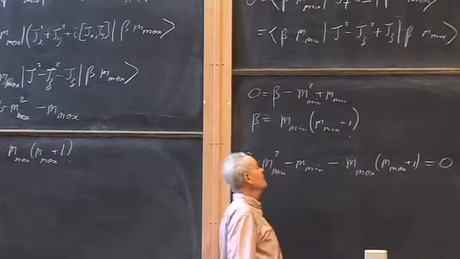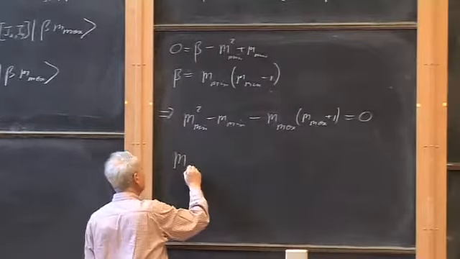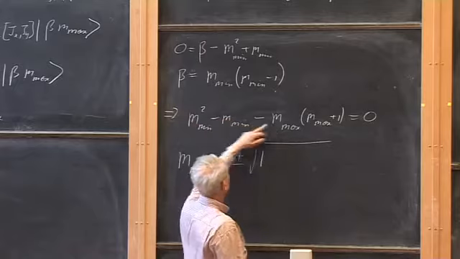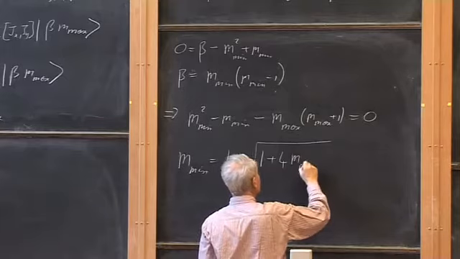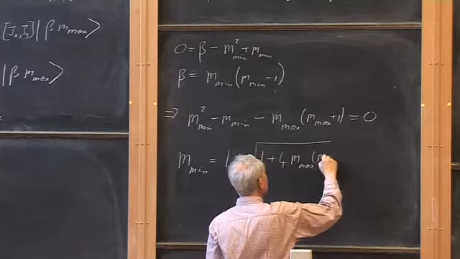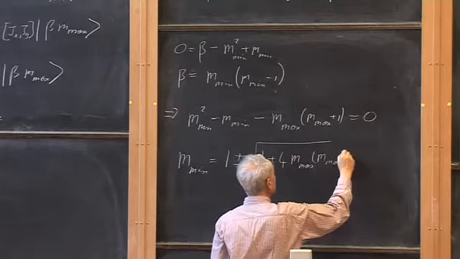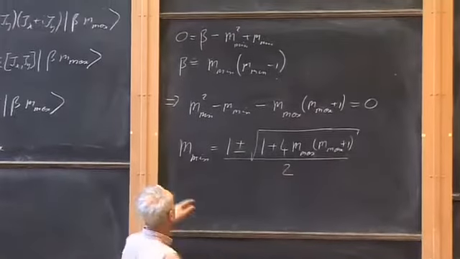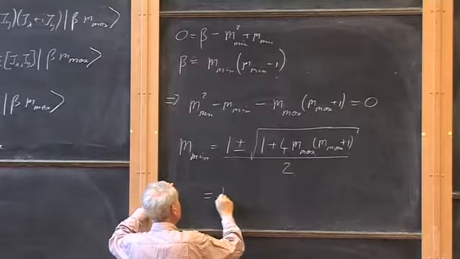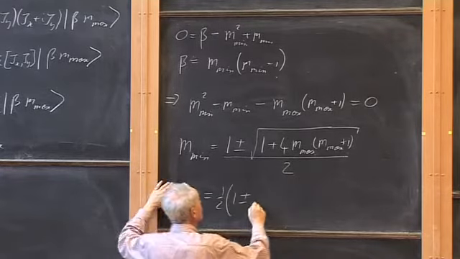Right? So this is a quadratic equation, and it tells me that m min is equal to minus b, well, b is minus 1, so that's equal to 1, plus or minus the square root of b squared minus 4ac. a is 1, c is minus this stuff, so plus 4 m max brackets m max plus 1, all over 2. Looks ugly, but actually it's very beautiful, because this is going to be a half of 1 plus or minus the square root of.